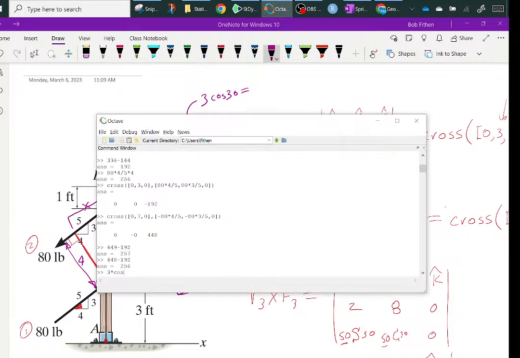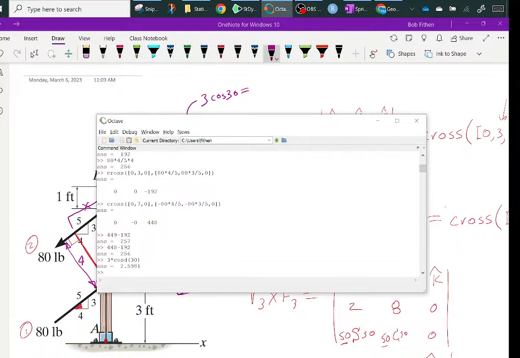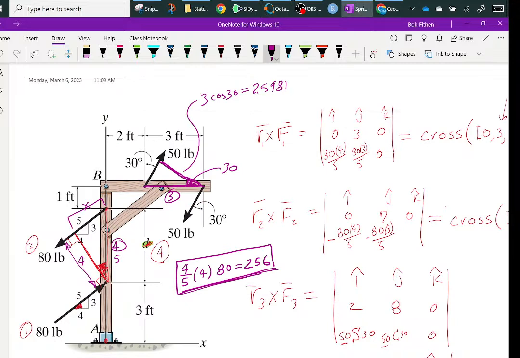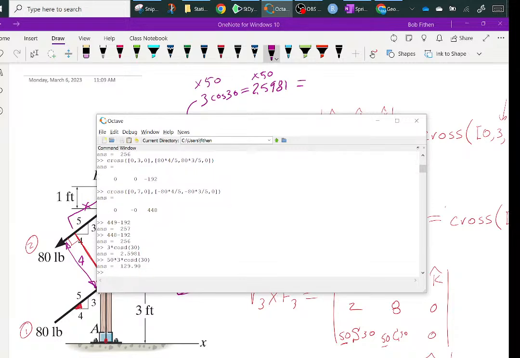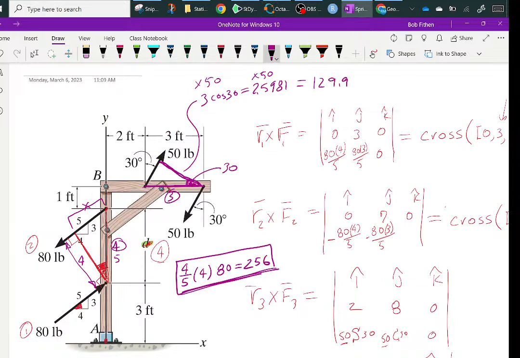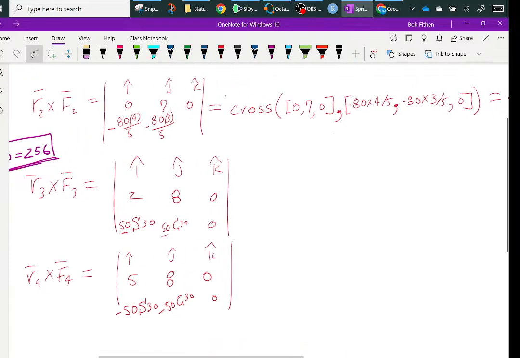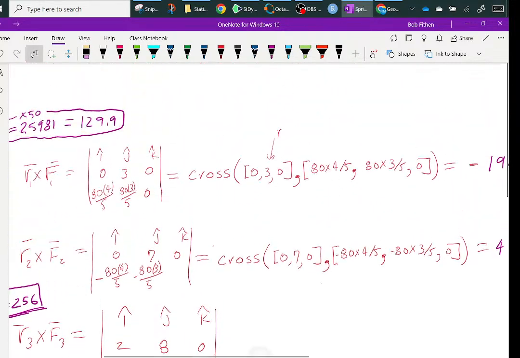So unfortunately, 3 times cosine of 30 degrees is 2.5981. That's the perpendicular distance between them. Now, if I multiply it times 50, I get 129.9. So that's kind of what I see right there. But what I'm going to do is go ahead and do this if I don't goof up. Don't let me goof up again.